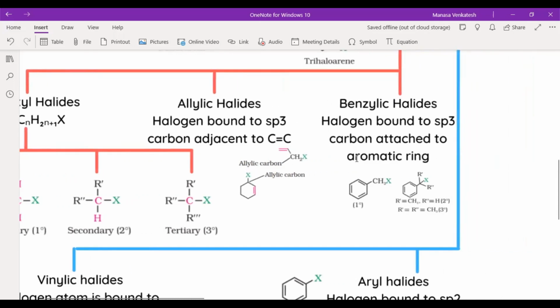Next is benzylic halides. As the name suggests, you have a benzene ring and another carbon atom attached to the benzene ring, to which the halogen atom is attached. Here, R1 and R2 can be a methyl and a hydrogen, and if so, it is a secondary halide, whereas if these are both alkyl groups, then it becomes a tertiary halide.